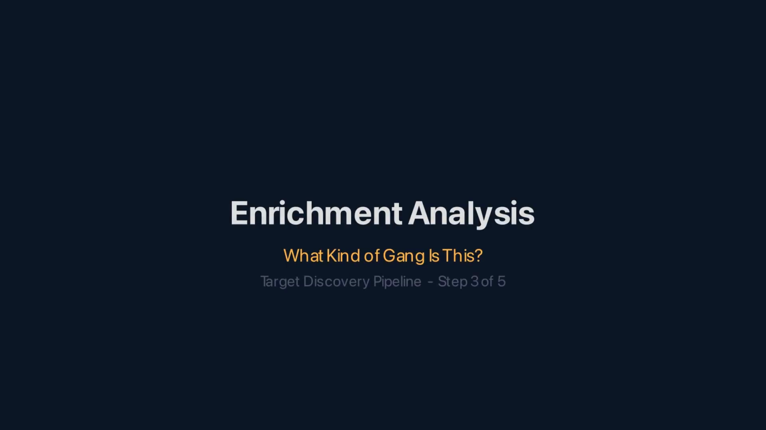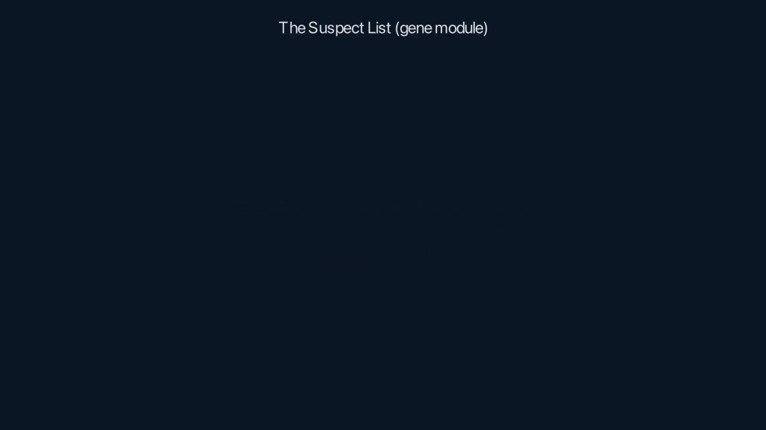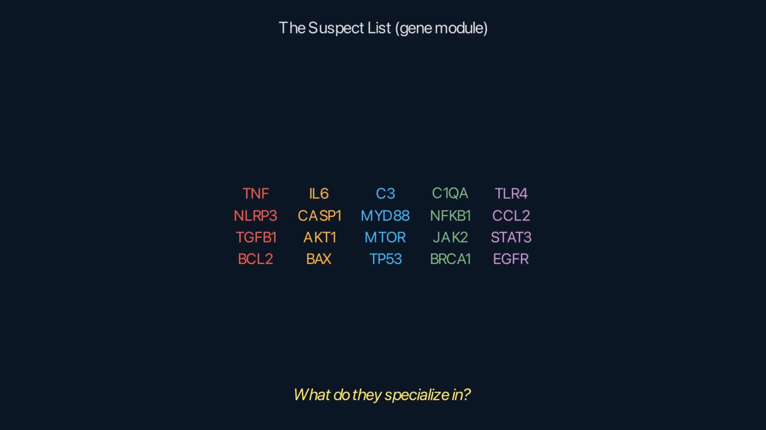Enrichment analysis. You've found the gang. Now ask, what kind of gang is it? Robbery ring, fraud ring, or both? WGCNA gave you a module, a list of genes that work together, but a list of names isn't actionable.